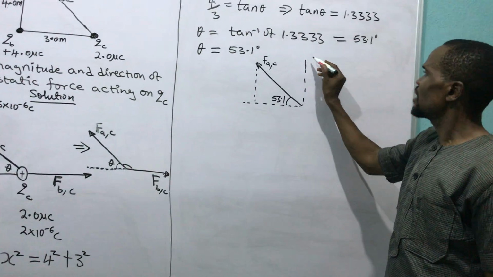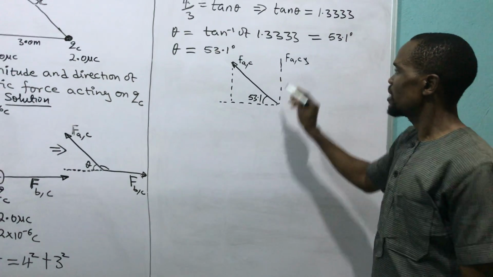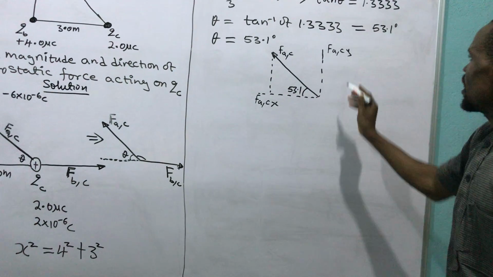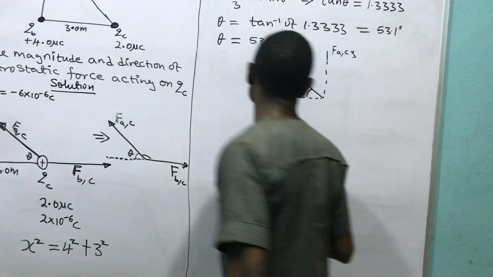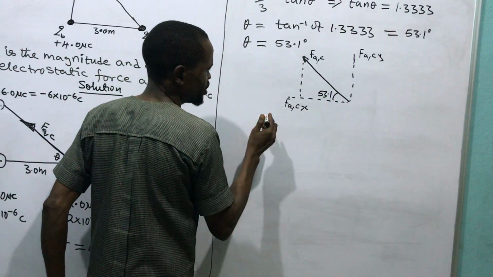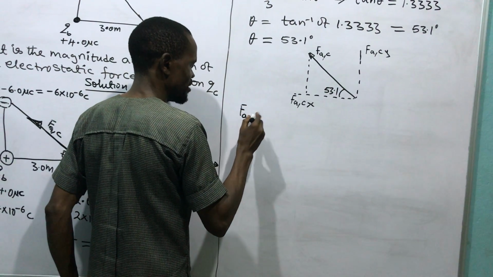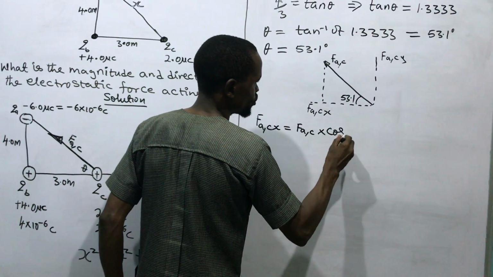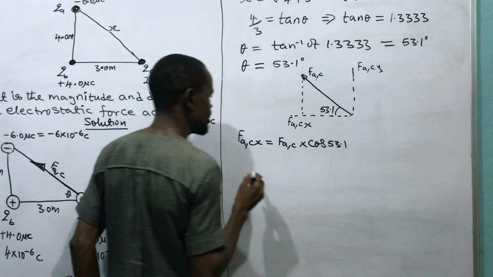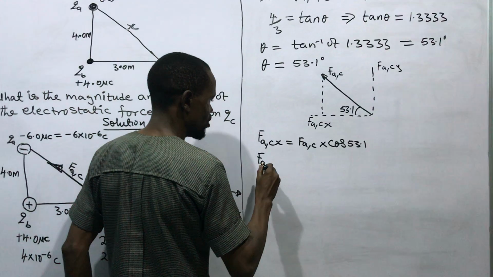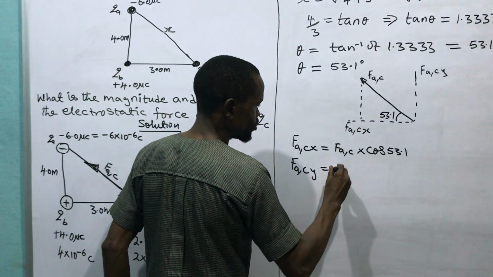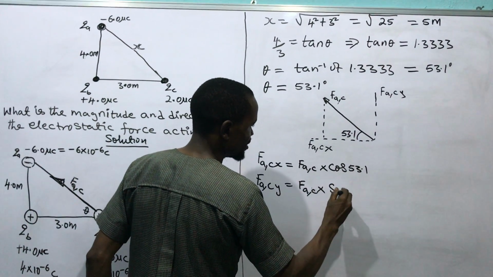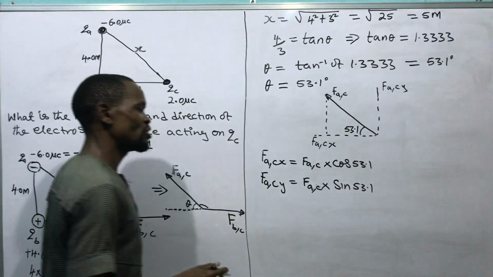I'm resolving this vertically, I will have FA on CY. Resolving this horizontally, I will have FA on CX. Then this one, which is vertical, if I want to resolve it, I will say adjacent over hypotenuse. That gives me FACX equals FAC times cos 53.1. Then for this one, FA on CY equals FA on C times sine 53.1.